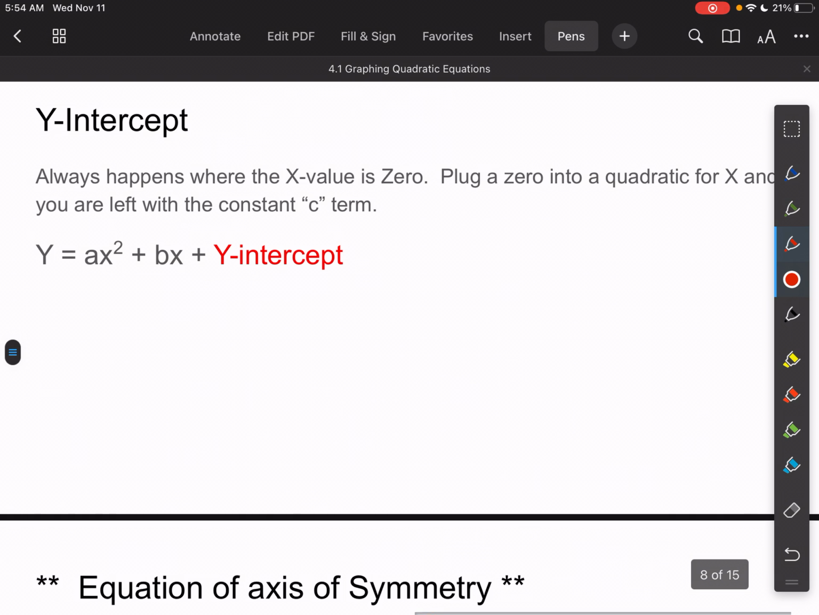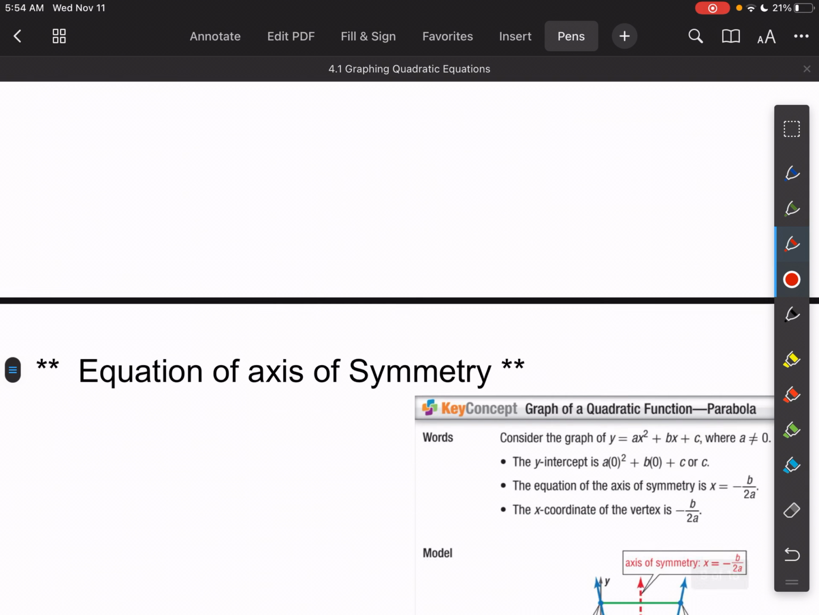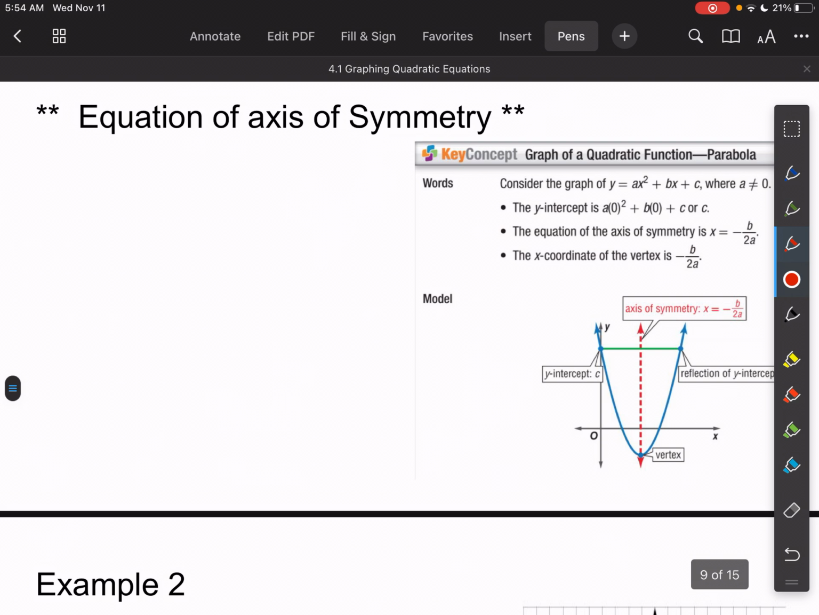All right, the y-intercept, we know the y-intercept happens when you plug in a 0 for x. It's just the constant term. I've already reviewed all that. So let's go for the equation of axis of symmetry now. This is very helpful if you don't want to guess about where this graph has a minimum or a maximum, because you do need to find that vertex when you're graphing. This equation of axis of symmetry is super important in finding that.